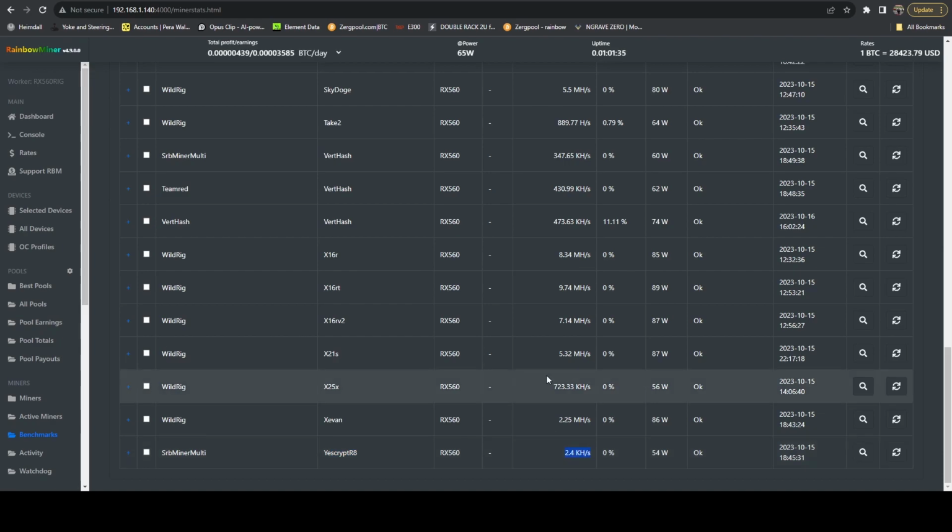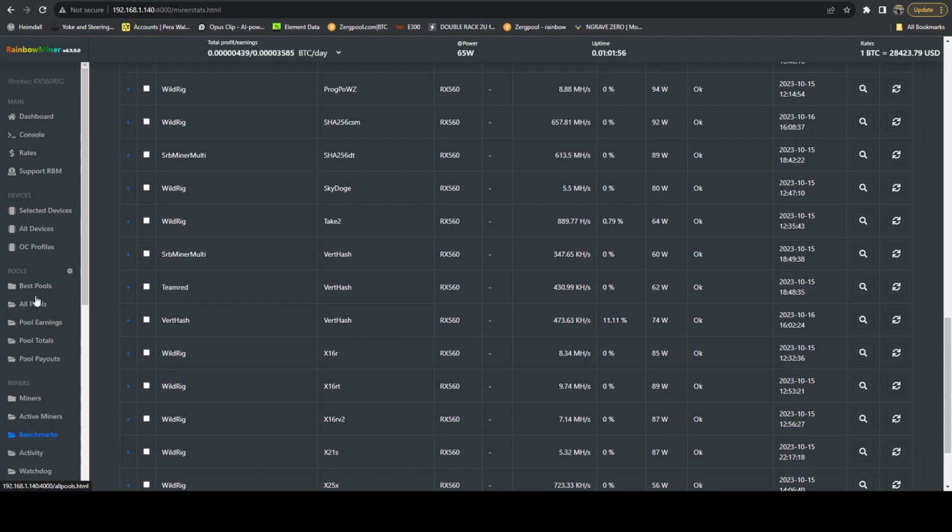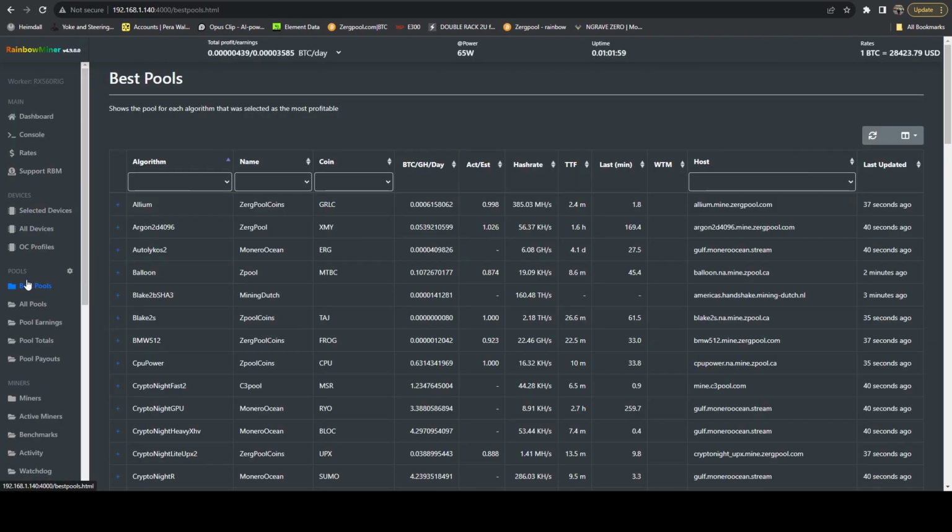We can take this information, and what can we do with this? Well, we can actually see what coins correspond with those algos. We do that a number of ways. We can either go to What to Mine, go to mining pool stats, figure those out, or one of the nice things with Rainbow Miner is we can actually go to the best pools option here. If you notice, it tells us all of the coins.